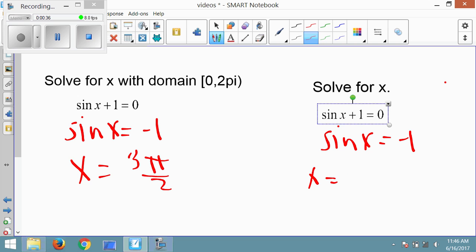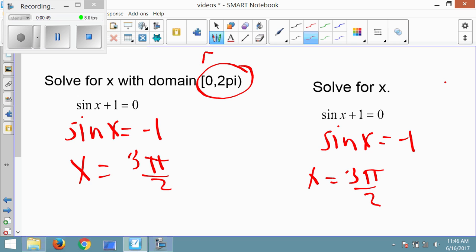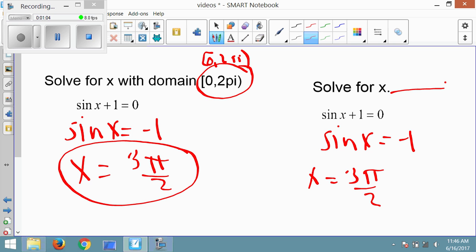And here's where the difference in the instructions comes from. You have to pay attention to your domain in a problem. When you have a given domain that only has one period, from 0 to 2 pi, you have only the answers that fall in that domain. If you have no domain listed, 3 pi over 2 is indeed an answer to the problem. However, it is not the only answer.